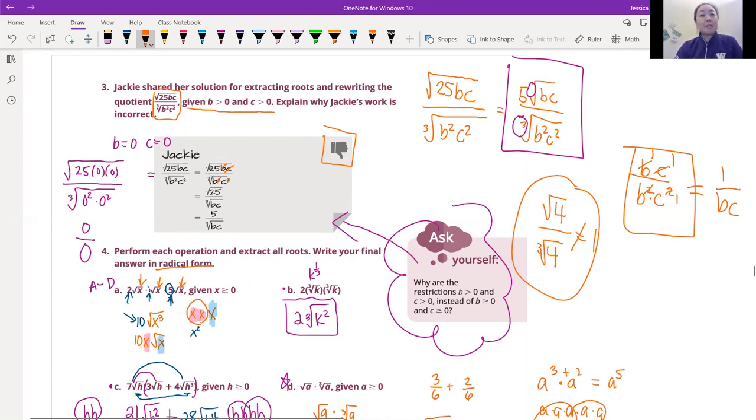So one's a square root and one is a cube root. Therefore, we are not able to cancel out the b's and the c's. The only thing we can simplify is the square root of 25. So our final answer would be 5 root bc over a cube root of b squared c squared. That's it. That's all we can do. Okay.